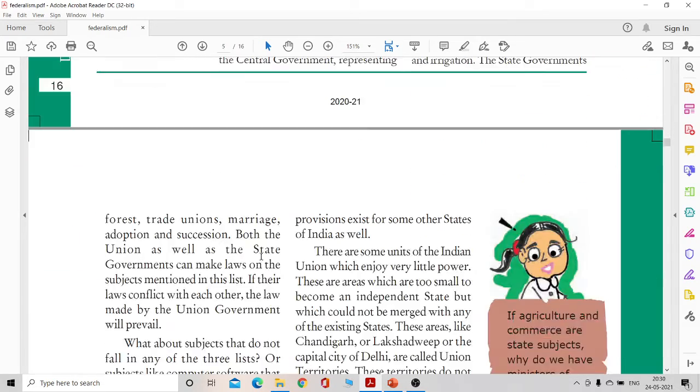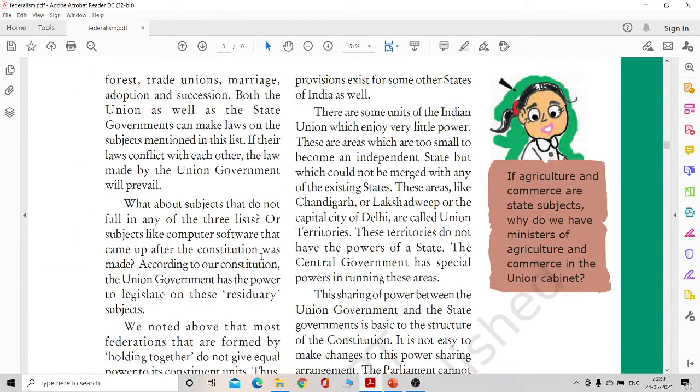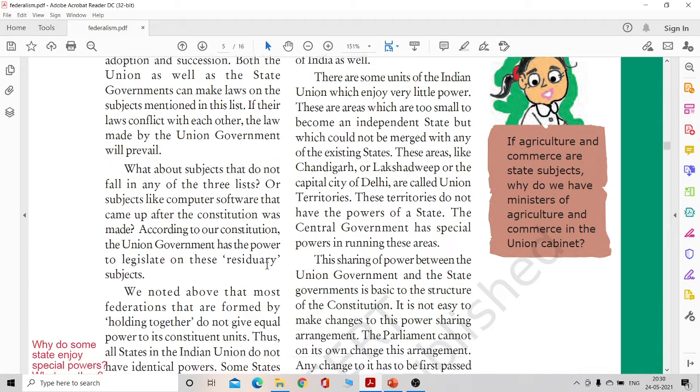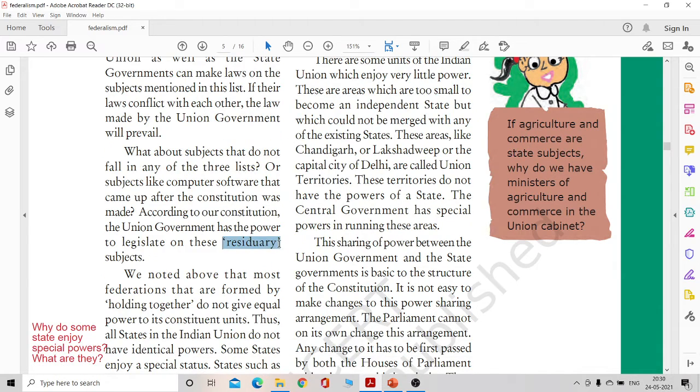Now, there is something that we miss out when we give too much importance to the union list, state list, and concurrent list: we forget about the residuary subject. Now here the residuary list can come as a 1 marker. So a question can be asked: what do you mean by residuary list, and what subjects fall under this, right? So according to our constitution, the union government has power to legislate on residuary subjects.